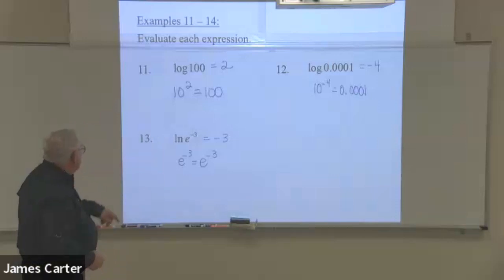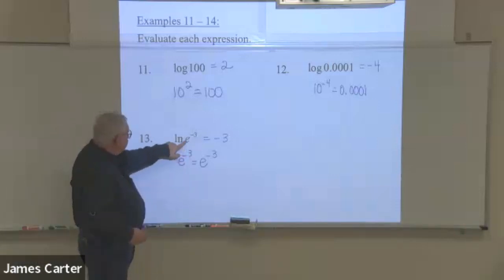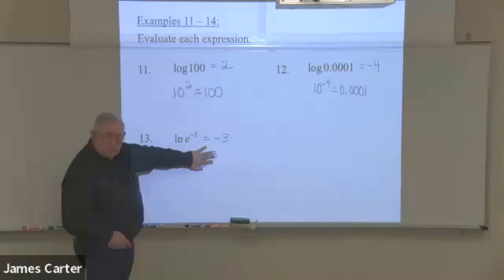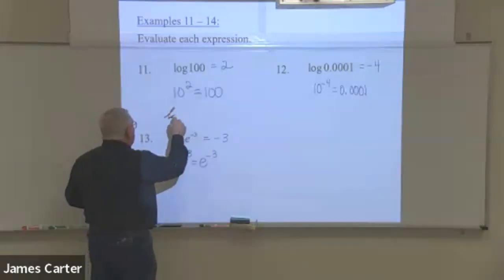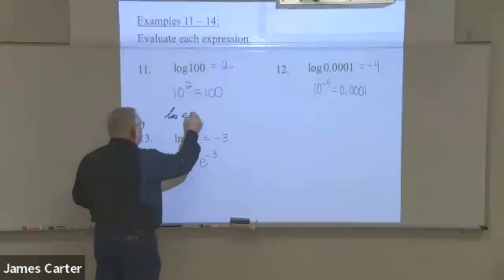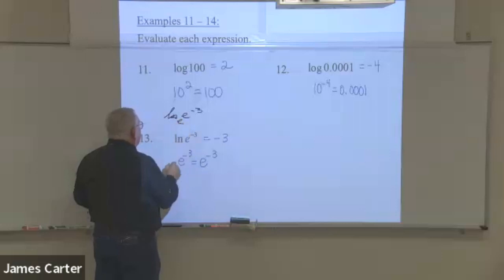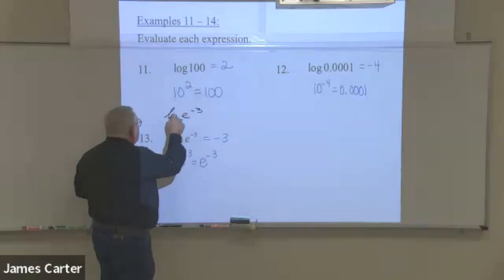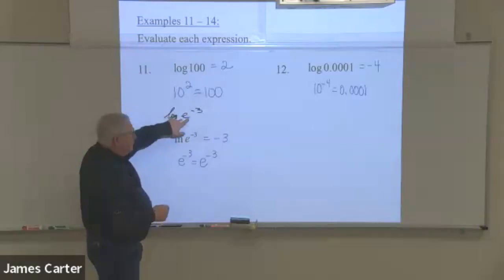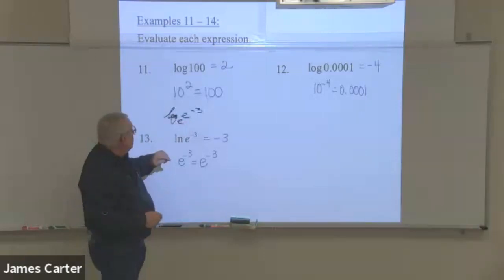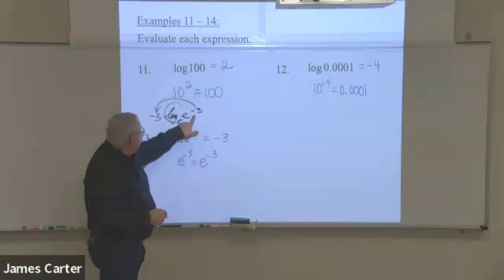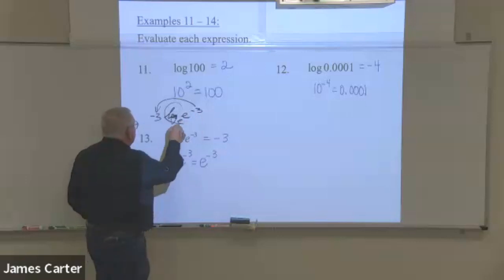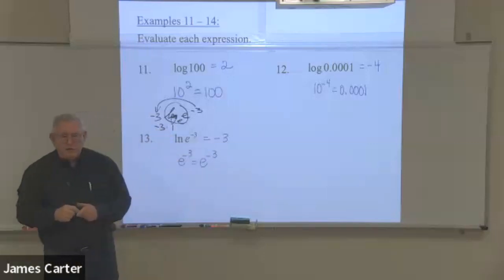Okay, here they're being a little bit tricky on this, and they're not showing it the way I'll show you how I would get this answer. ln of e to the -3rd means the same thing as log base e of e to the -3rd. So first of all, we have to take this -3 out front because it's a power. And this stuff right here has a value of 1. So that's why our answer is -3.